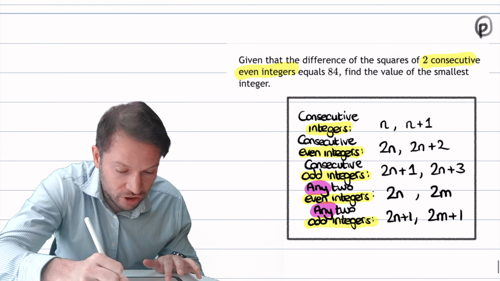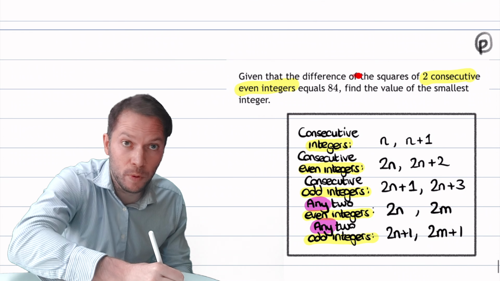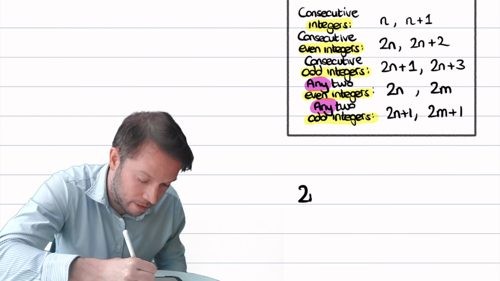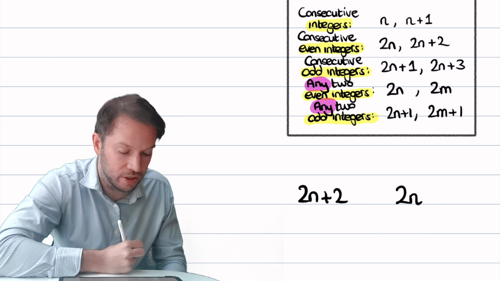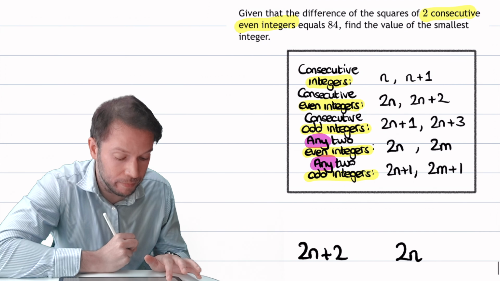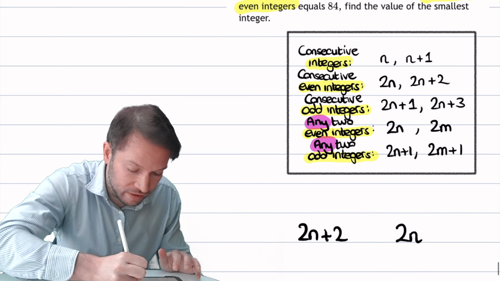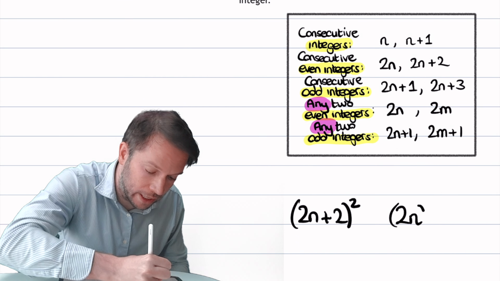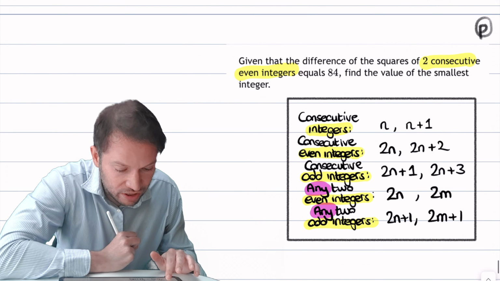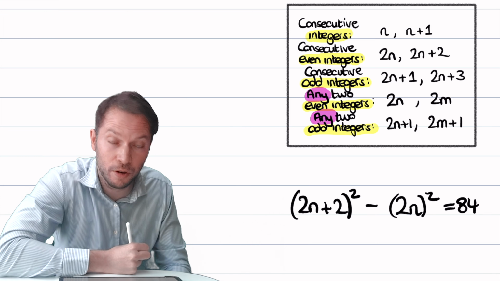So, okay, our consecutive even integers are 2n and 2n plus 2, and we want the difference of the squares of those. Now, if we write the big one first, the 2n plus 2, and then the other even integer, 2n. The reason I've put the bigger one first is because we're going to do the difference of them. So when you find the difference of two numbers, you want to do the bigger one minus the smaller one. But it's a difference of the squares. So we're squaring each, and then we're finding the difference of them. So we're doing the bigger square number minus the smaller square number. Right, and we're told that is equal to 84. And now we can just solve this equation.